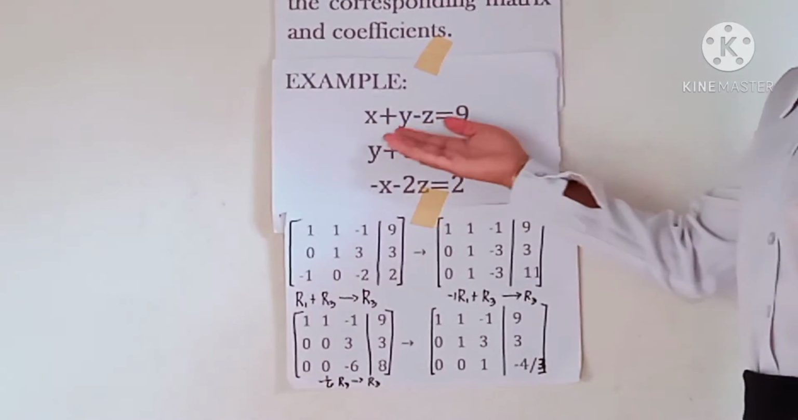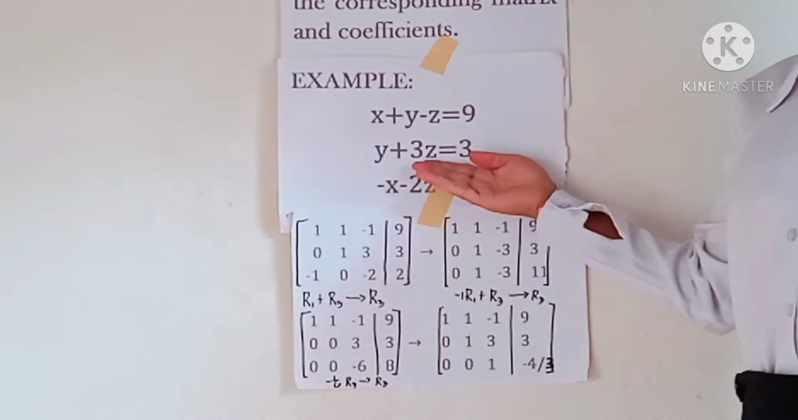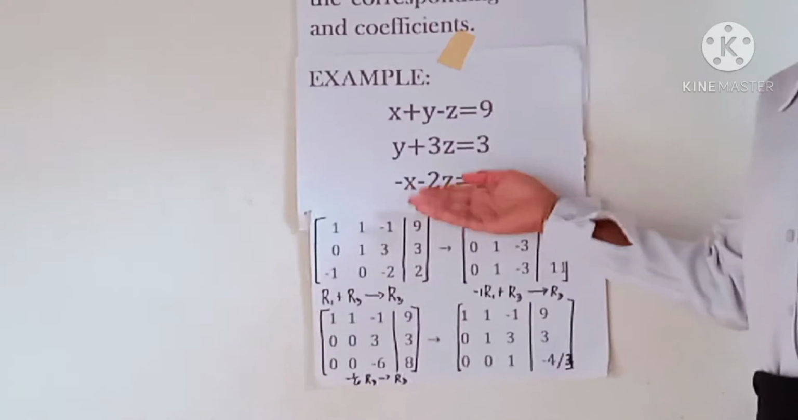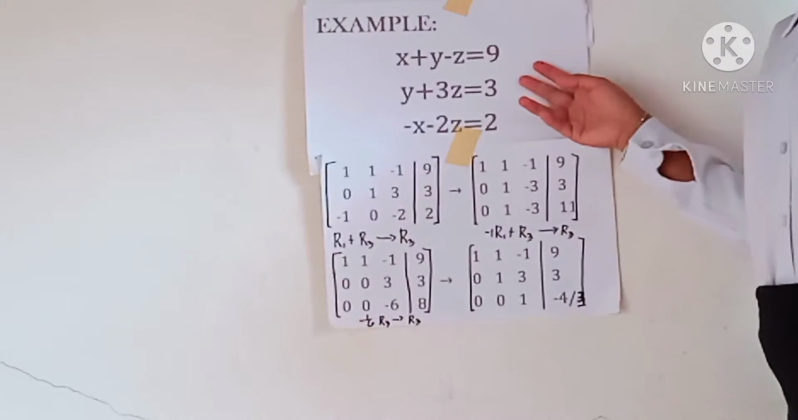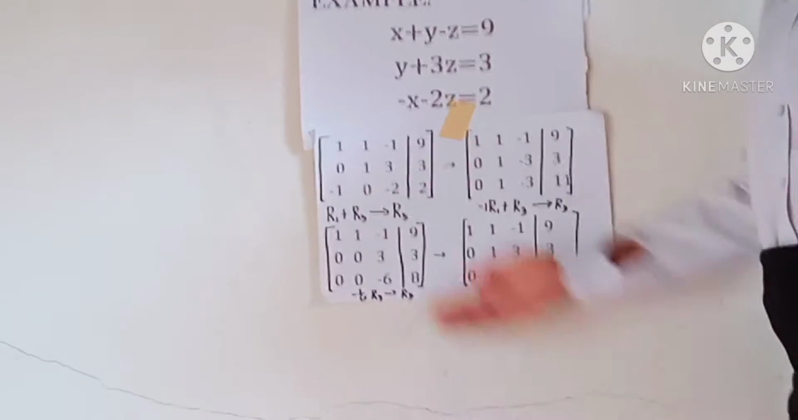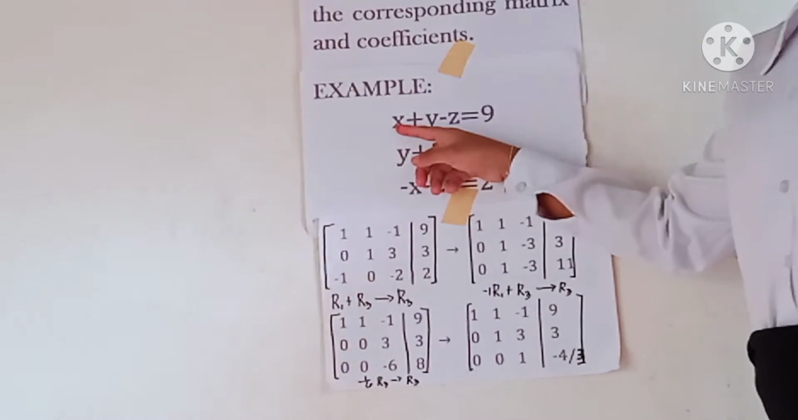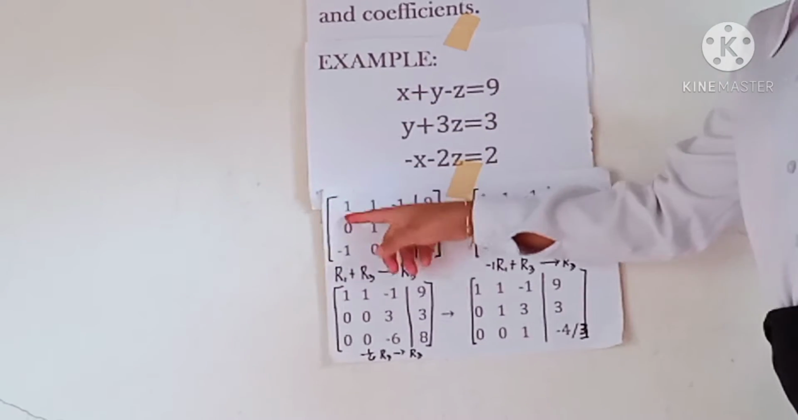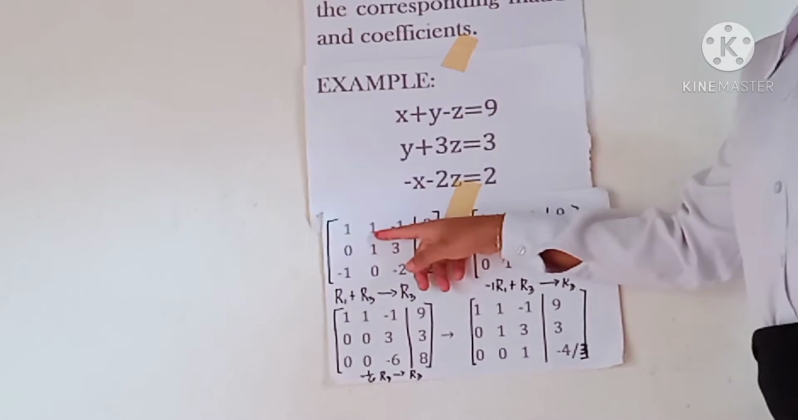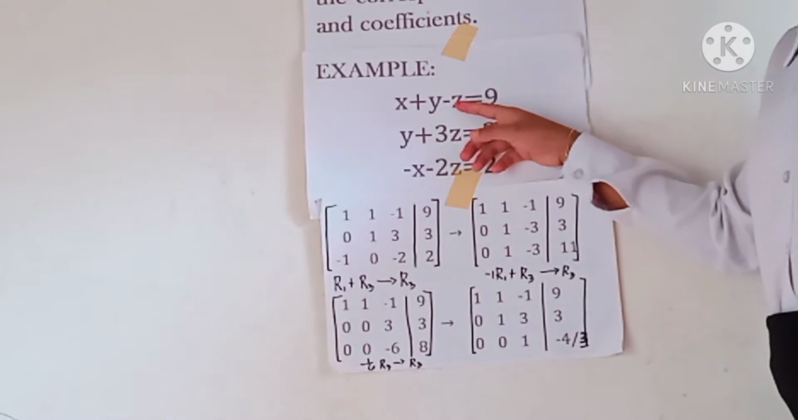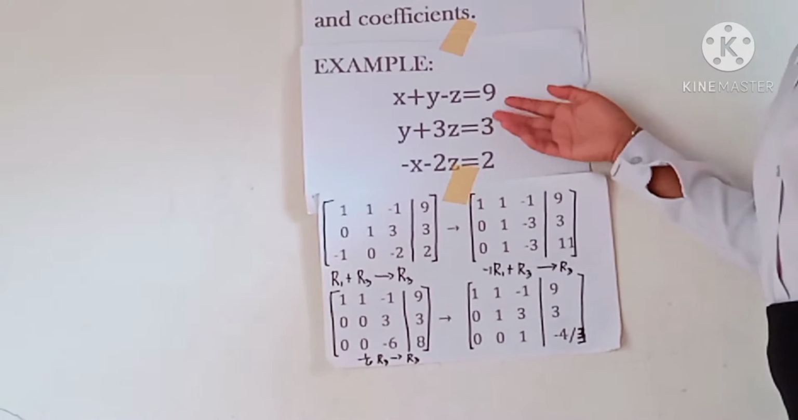The given is x plus y minus z equals positive 9, y plus 3z equals positive 3, negative x minus 2z equals positive 2. After this, we will make an augmented matrix. So this is our augmented matrix. The coefficient of the variable x is positive 1. The coefficient of the variable y is positive 1 also. And the coefficient of the variable z is negative 1. And our constant number is positive 9.